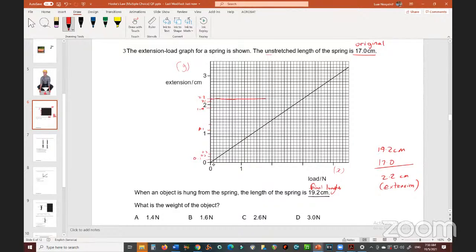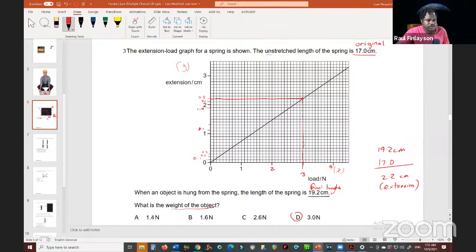So we're going to draw a line across, and the question asks, what is the weight of the object? We know that the extension is 2.2. We go from 2.2 to the line, and come all the way down and see which number this is. 3.0 Newton. That's your answer, simple as that. Any questions here, guys? This is 1, this is 2, this will be 3, this will be 4. So yeah, that's it.